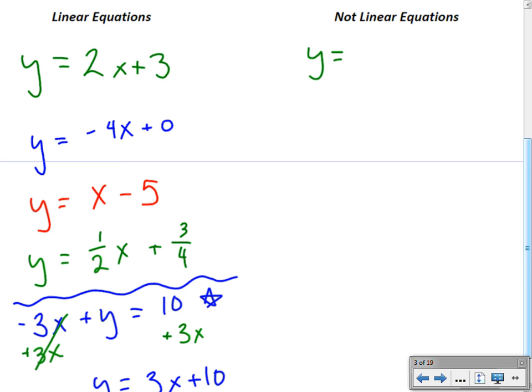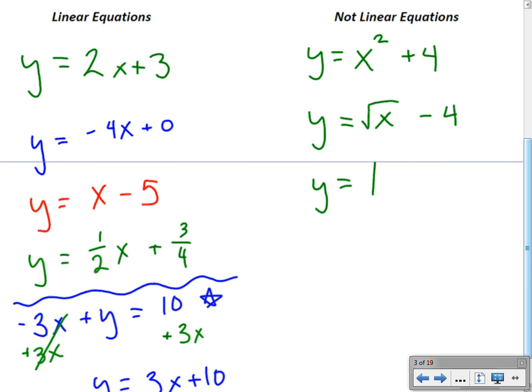Now, here are some giveaways for things that are not linear functions. Anytime you see an exponent greater than 1, like x squared, then it's not going to be linear anymore. If I had x to the third power, x to the fourth power, anytime I start getting exponents involved, it's no longer linear. Same goes with special symbols. If I have the square root of x, it's not a linear function anymore. It's going to be a square root function.